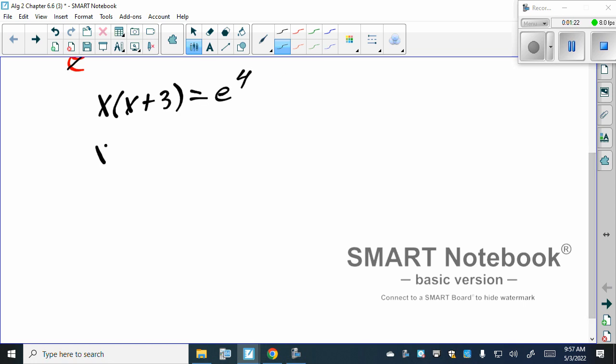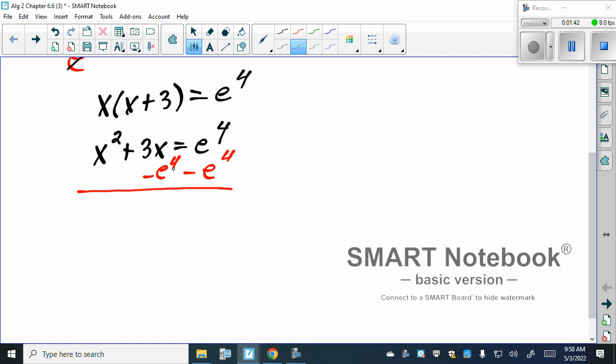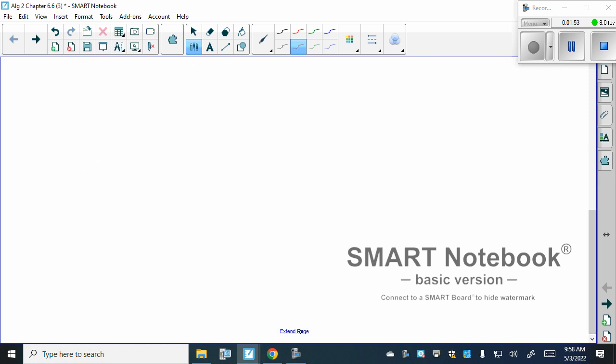On the left-hand side, when we multiply it out, x times x is x squared. x times 3 is 3x, equal to e to the 4th. Anytime we have a degree greater than 1, we've got to get everything on the same side. So we'd subtract e to the 4th from both sides, telling us that we have x squared plus 3x minus e to the 4th equals 0. e to the 4th is just a number, yes? It's an irrational number. It's not a nice number, but it's still a number, yes?